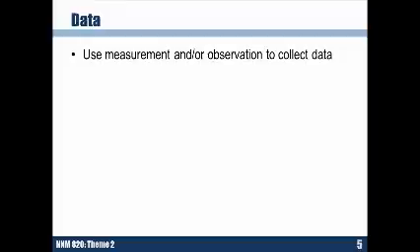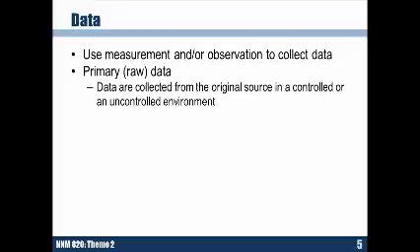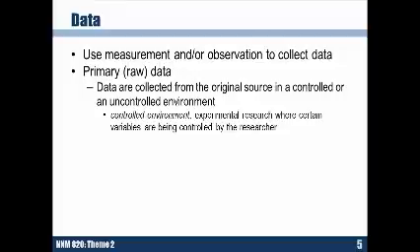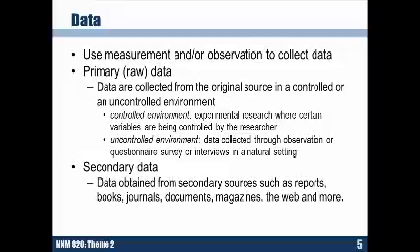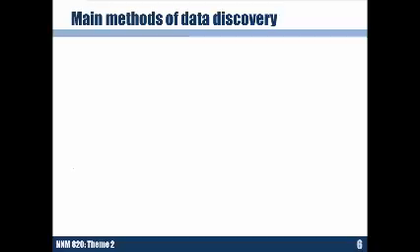So how do we get our data? We use measurement and observation to collect the data. And we get two types, as we said earlier. You get your primary, which is your raw data that's collected from the original source. And you can do this in either a controlled or an uncontrolled environment. A controlled environment is usually experimental research where certain variables are being controlled by the researcher. Whereas an uncontrolled environment is when you collect your data through observation, or you do surveys or questionnaires or interviews, and you do these in a natural setting. In other words, where you will usually find your subject. Secondary data is that data that we get from secondary sources such as journals and books and documents, etc.